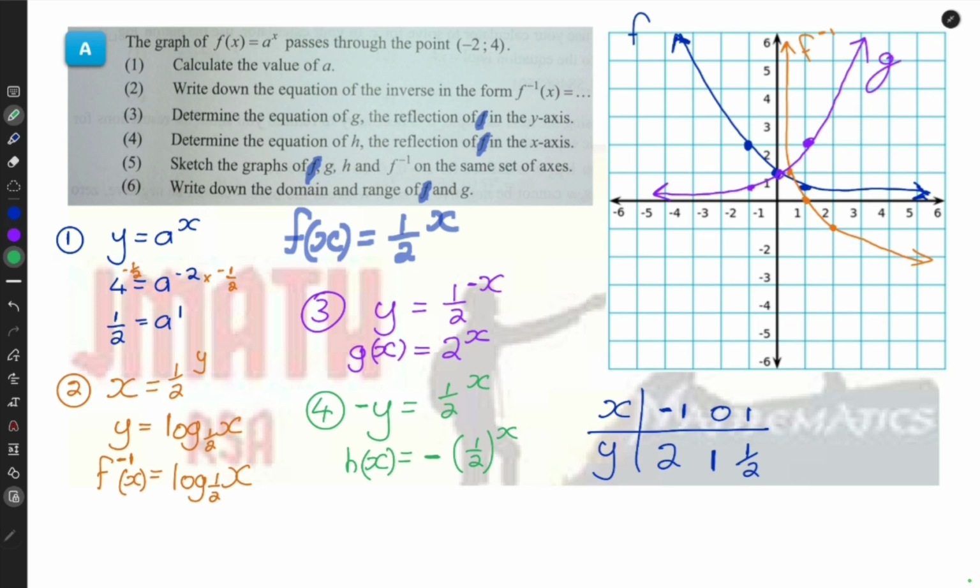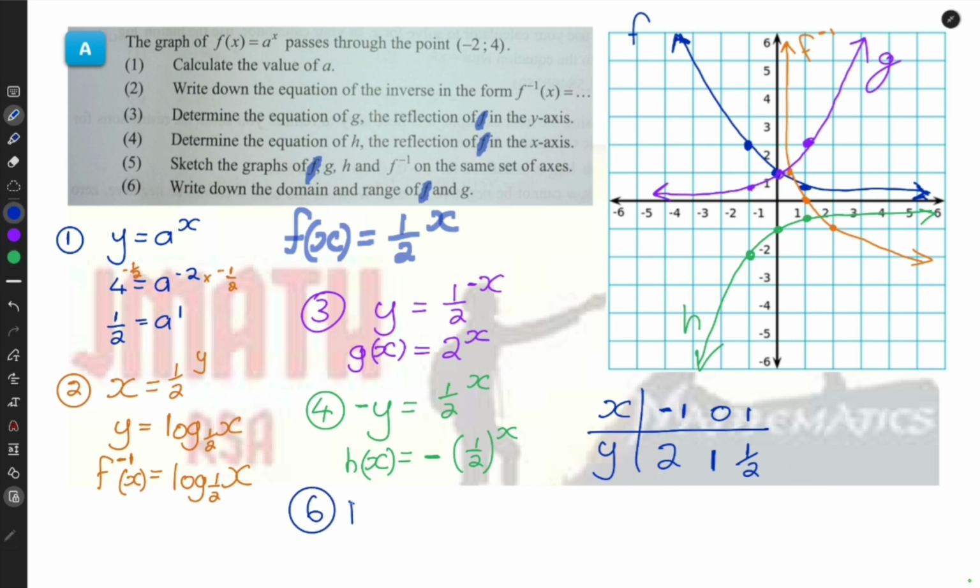This time it's taking the blue graph and reflecting it in the x-axis, so it just flips downwards. I would have a dot there, there, and there. My asymptote is still the x-axis, so it just looks like this, and this is my h graph. So lots of sketching and flipping. I don't need to do the table method for all of them. As long as I have the original, I can just apply the rules as they give it to me. And that is then the answer to question 5.